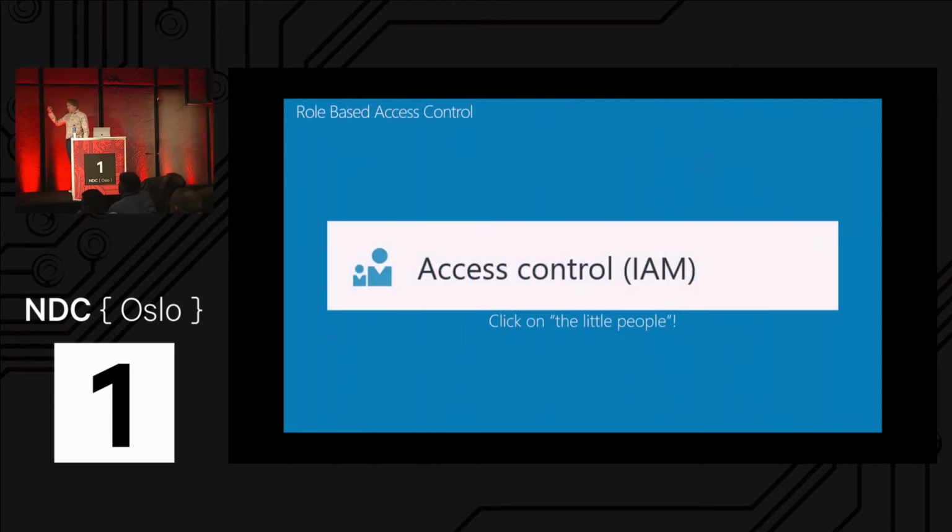And how to get to it is that you click on the little people in the portal. Everything has a little people symbol, and you click on that, and you start in the portal, and you assign. You can definitely do this from the command line as well, create access and assign access and that sort of stuff. But basically, that's how it's done.